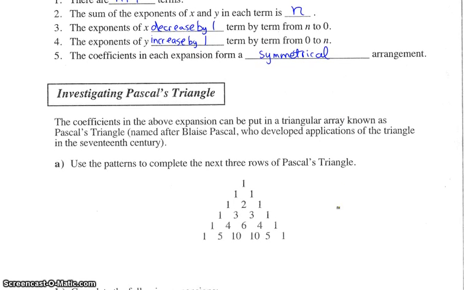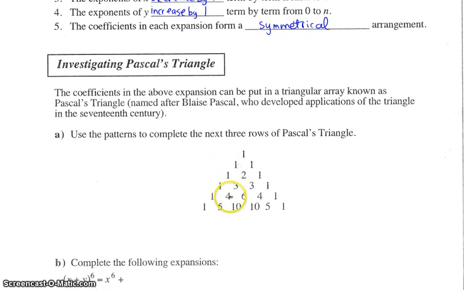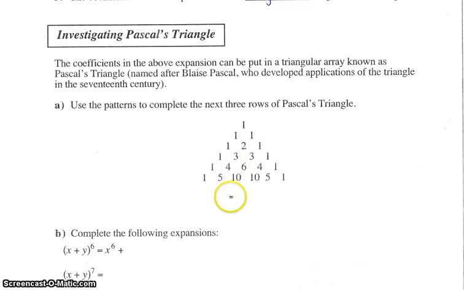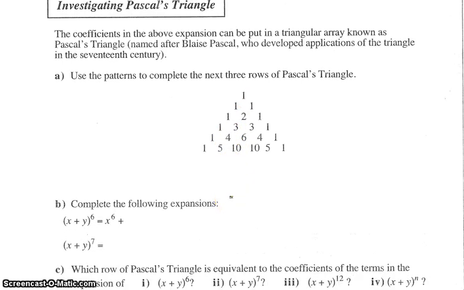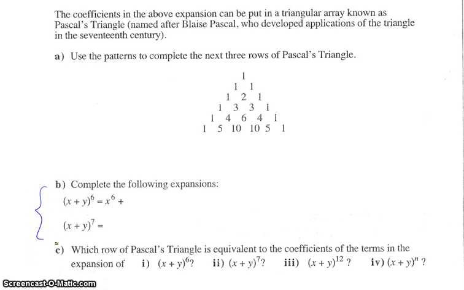So if we put those coefficients in a triangle like we did on the previous page, we have what's called Pascal's triangle, named after Pascal, who developed applications of the triangle in the 17th century. So they have you completing the next 3 rows. We did that on the previous page, so we're not going to do that yet, and these expansions we'll maybe get to on a previous one.